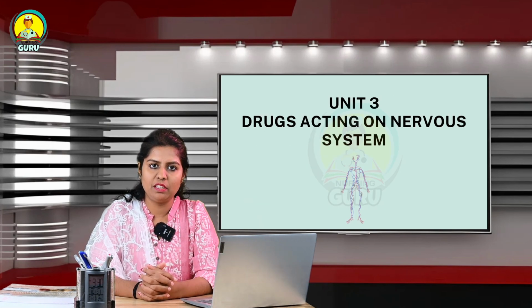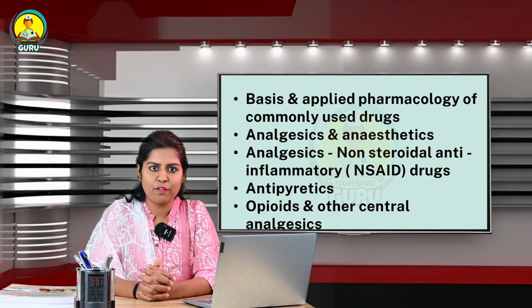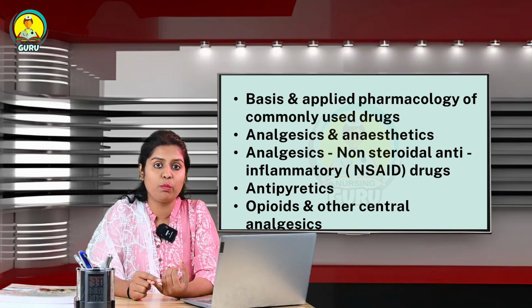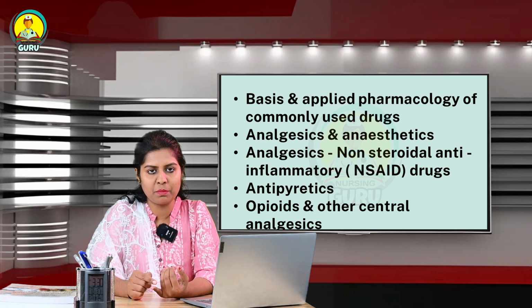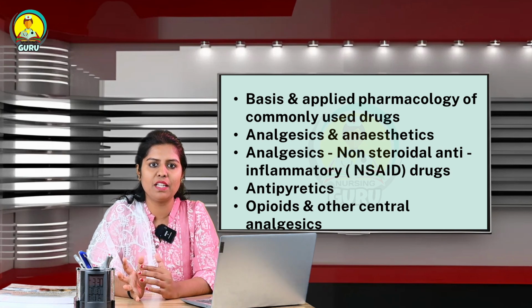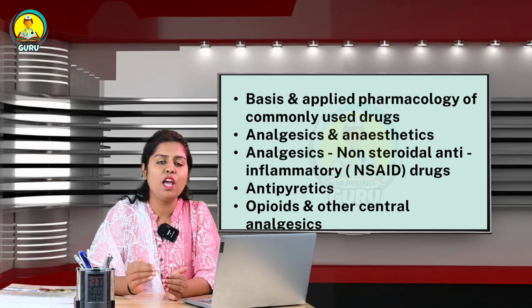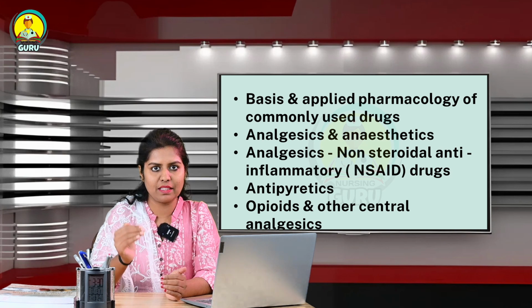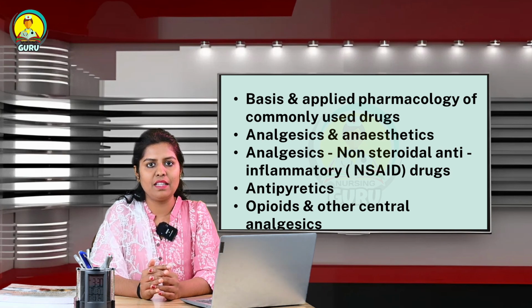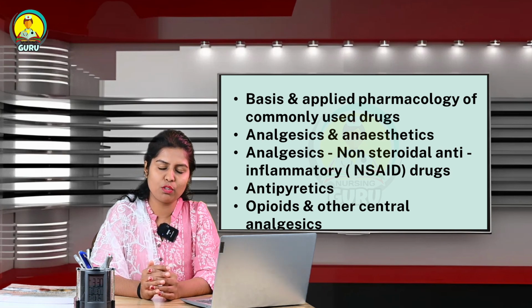Next, unit number 3, drugs acting on nervous system. Basis and applied pharmacology of commonly used drugs, analgesics and anesthetics. Here analgesics question is very important. They will ask for 5 marks. Sometimes they will ask analgesics, sometimes they will ask for classification of analgesics. Here you need to explain what are analgesics, then all the classification of analgesics and one example of drug under the classification. Then anesthetics. Anesthetic also it is a 5 mark question.